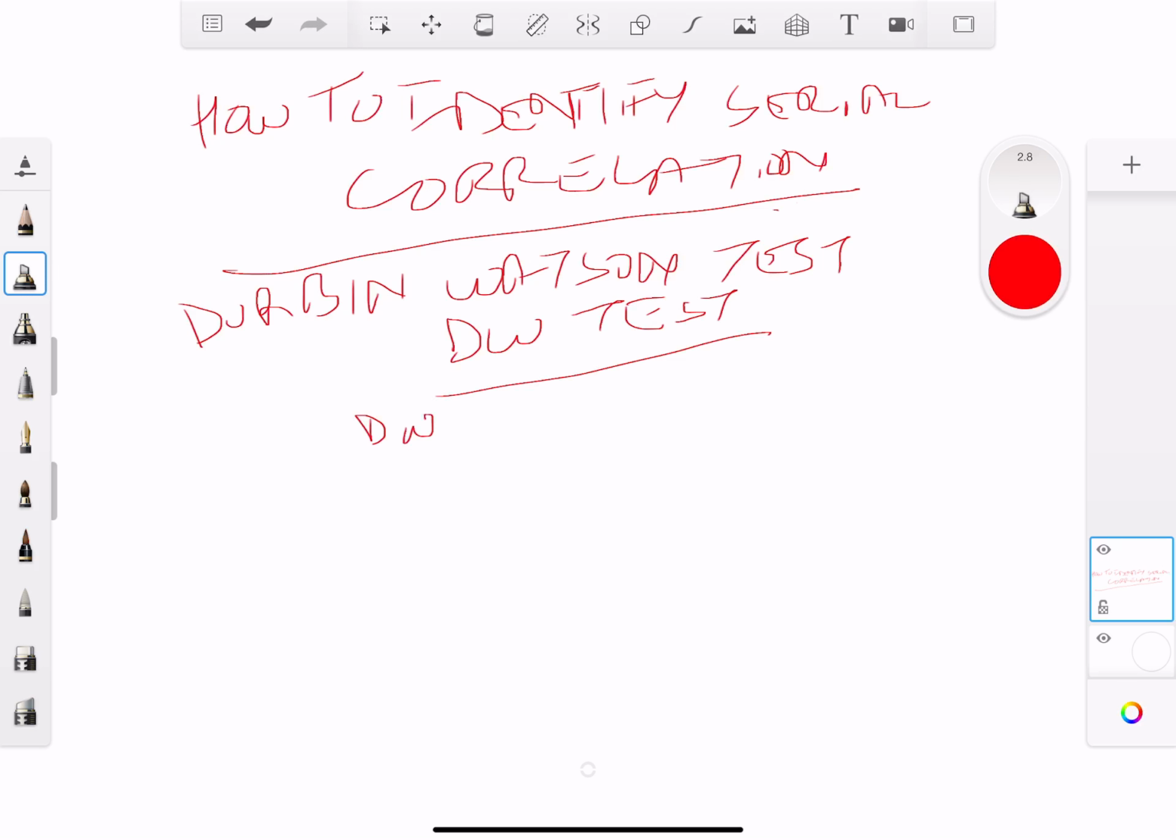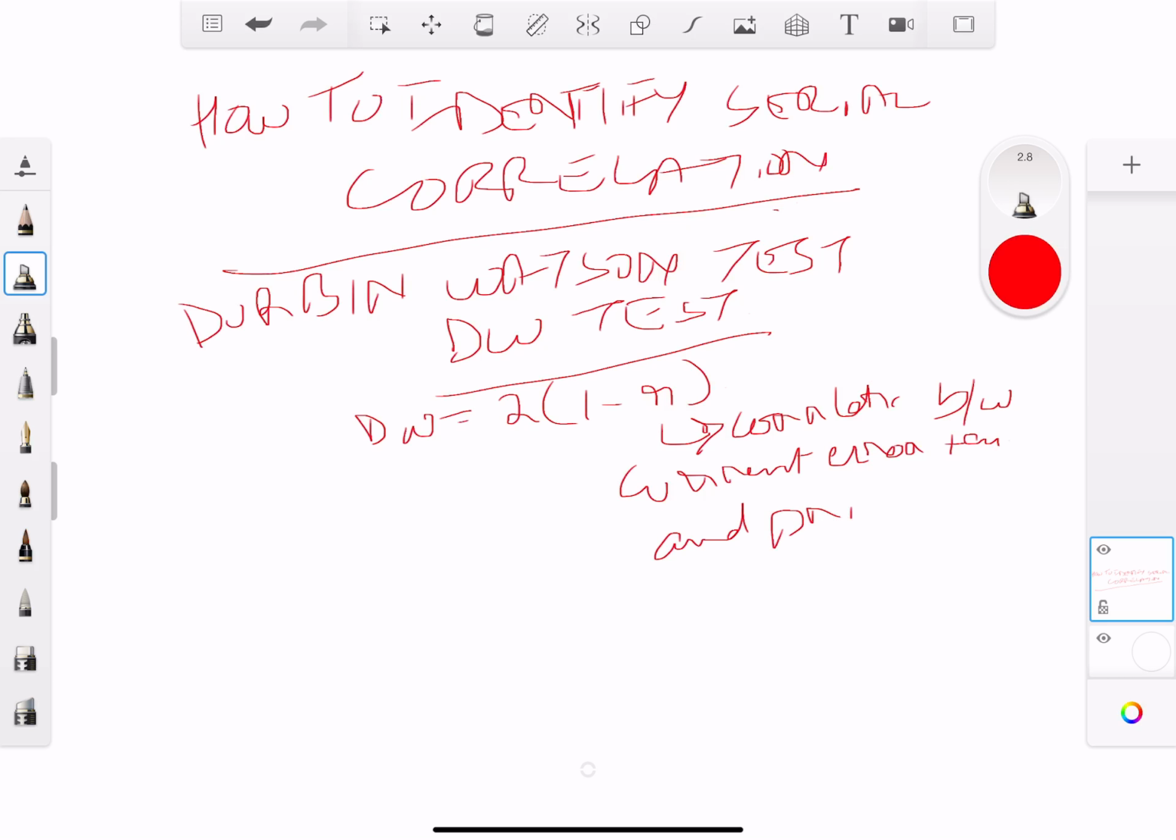So the most common one is DW equals 2 times (1 minus R), where R is the correlation between the current error term and the prior error term. So the current error term is error T, and the prior is error T minus 1. When you talk about serial correlation, a positive error should not be followed by a positive, and a negative should not be followed by a negative, so it's not like this, right?